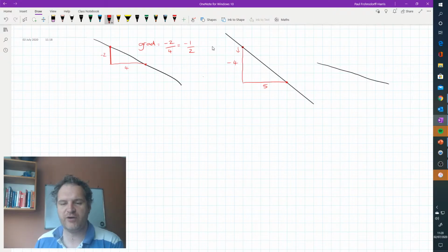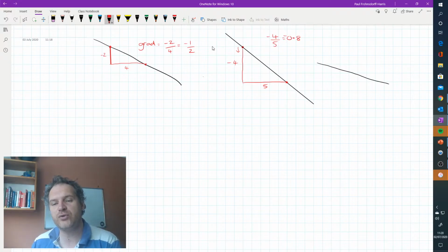So -4, 5. So the gradient is going to be -4 divided by 5. And you can turn that into a negative 0.8. You can turn it into a decimal if you wish to, or you can leave it as a fraction. So the gradients will always be either fractions or decimals. You can choose. This one, this is a corner, and this is just about a corner.